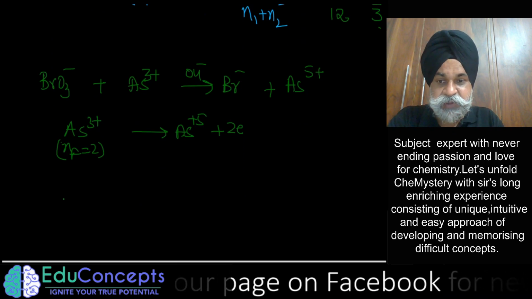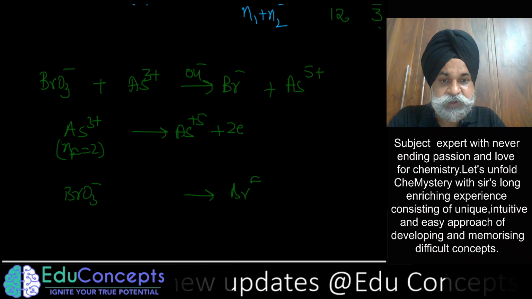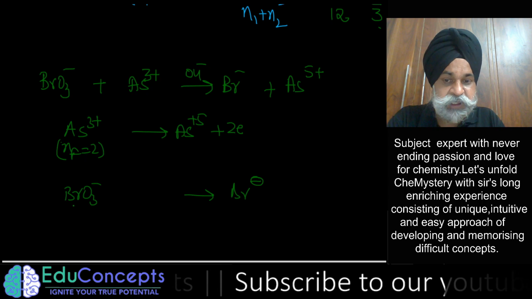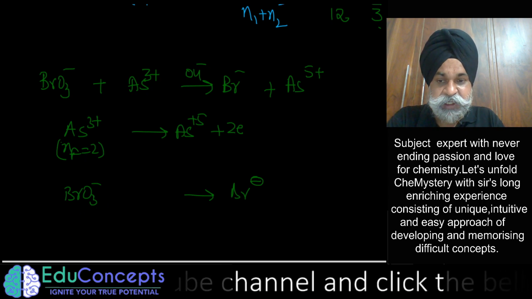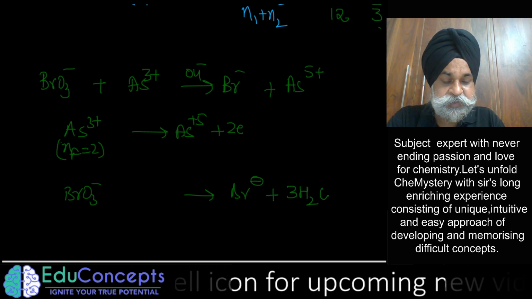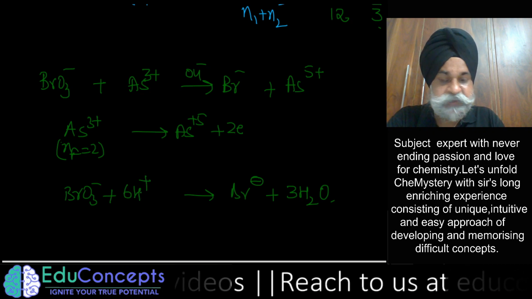And to balance BrO3 negative, let us do the balancing once again. So BrO3 negative goes to Br negative. Leaving aside oxygen and hydrogen, balance all other elements. So the bromine is balanced, only one bromine is there. So how many oxygens are there? There are 3 oxygens on the reactant side, so you add 3 water here. Now to balance hydrogens you have to put 6 H positive here.